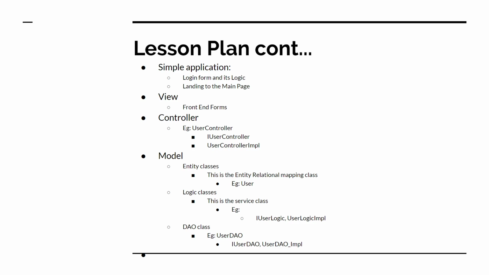So for example, it's user data I'm going to validate and do stuff, so I will be having a service class, a logic class called user logic, meaning the interface will be user logic and user logic IMPL. And the DAO class, for example, for accessing the user data, I will have a user DAO and the classes.